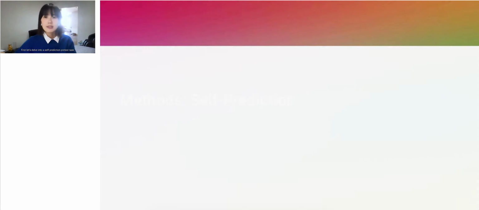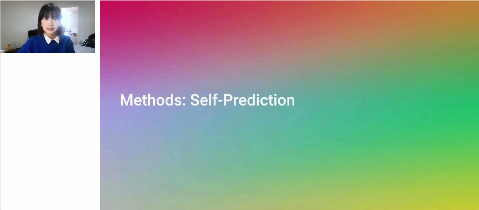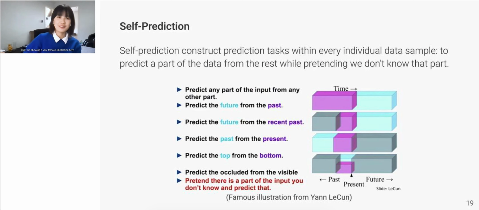First, let's delve into self-prediction pretext tasks. I'm showing a very famous illustration here. I assume anybody who has known something about self-supervised learning has probably run into this famous figure from Yann LeCun. It demonstrates how flexible and diverse the options are for constructing self-prediction learning tasks. Data often comes with one or multiple dimensions, some including the time dimension, and we can slice the feature space in various ways to select a portion of the data in one or multiple dimensions as the prediction target, as shown in blue, while keeping the rest as input features, as shown in magenta.